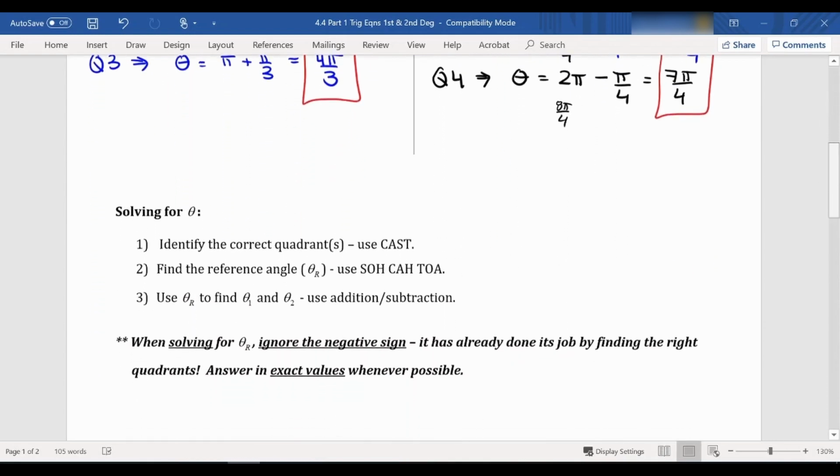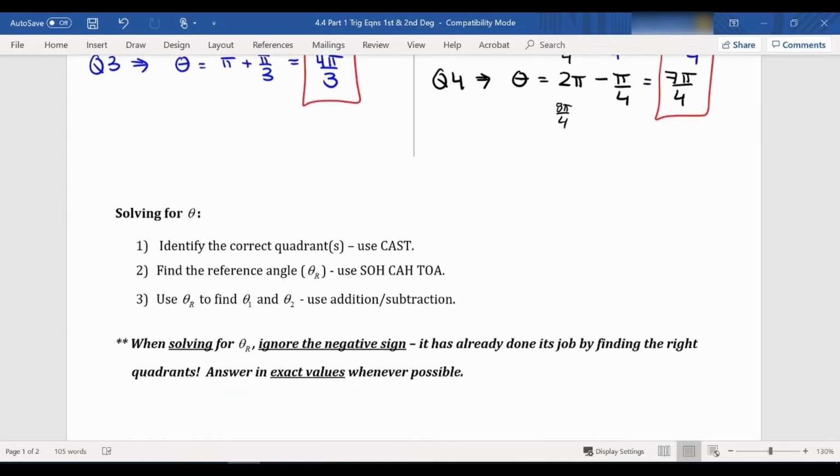So a couple steps here. 1, identify the correct quadrant or quadrants. 2, find the reference angle using SOHCAHTOA, so label a triangle there and then find out what that reference angle is. And then you need to find your actual angles using addition subtraction. So you're either adding or subtracting from pi or 2 pi.